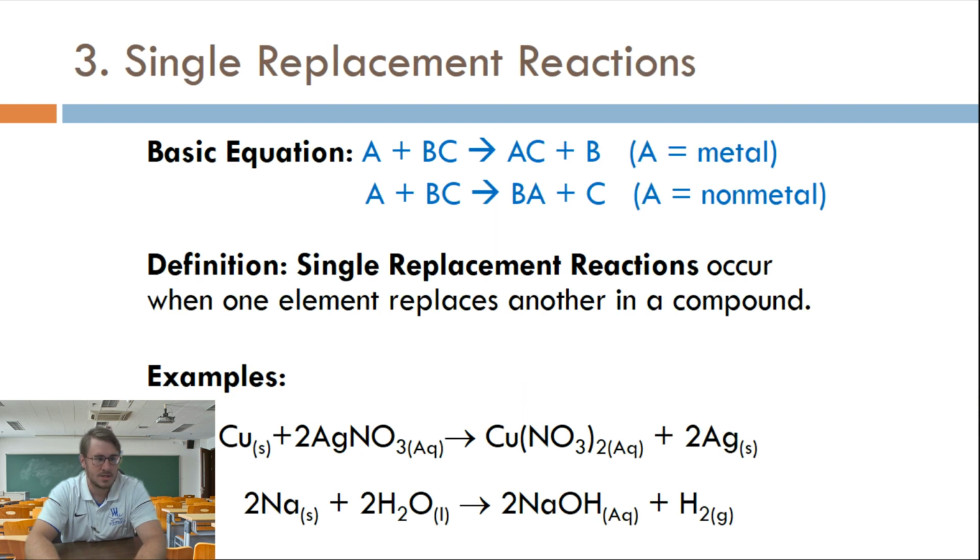Single replacement, once again, you have an A plus a BC yields an AC and a B, where A is the metal. So A is going to swap with the metal B. But if A is a nonmetal, then A is going to swap with the nonmetal C. Remember, nonmetal is always mentioned second in a chemical formula or in an ionic bond. One element replaces another in a compound. So we have Cu is alone. It's going to swap with the metal Ag, and Ag is going to become alone.